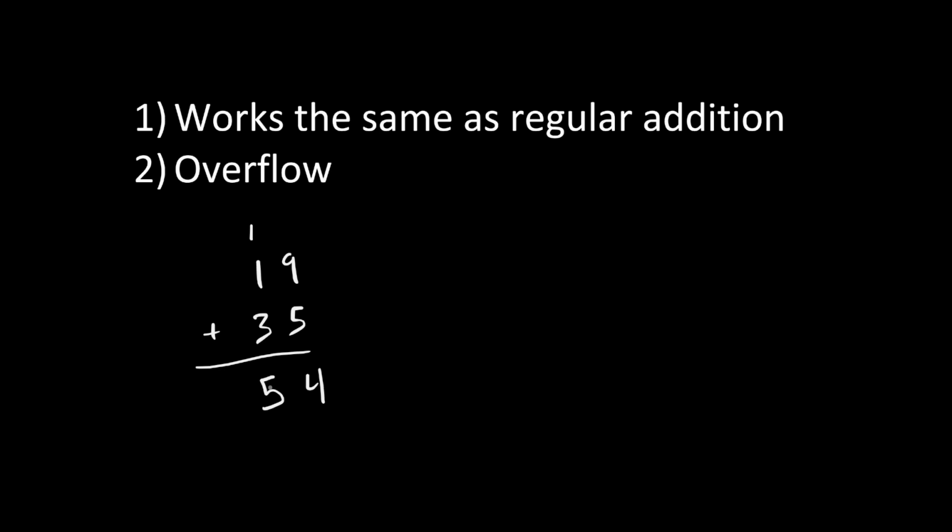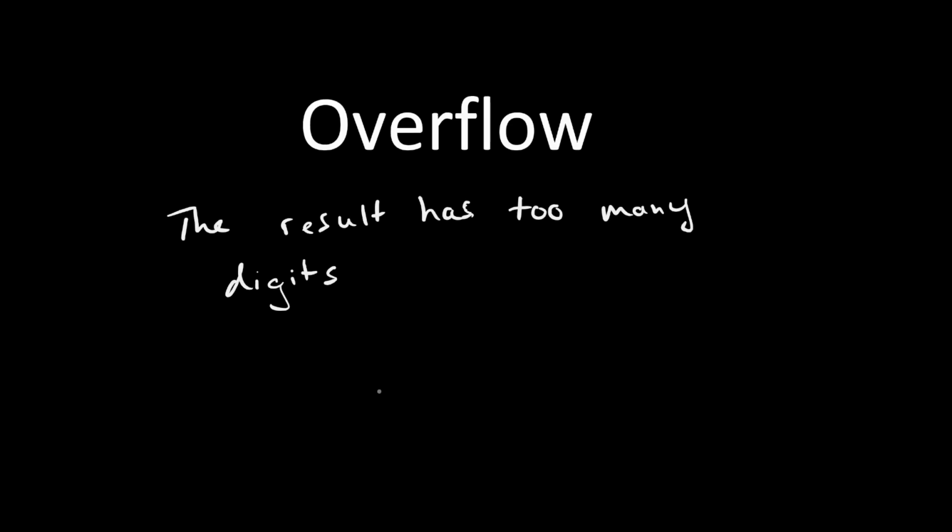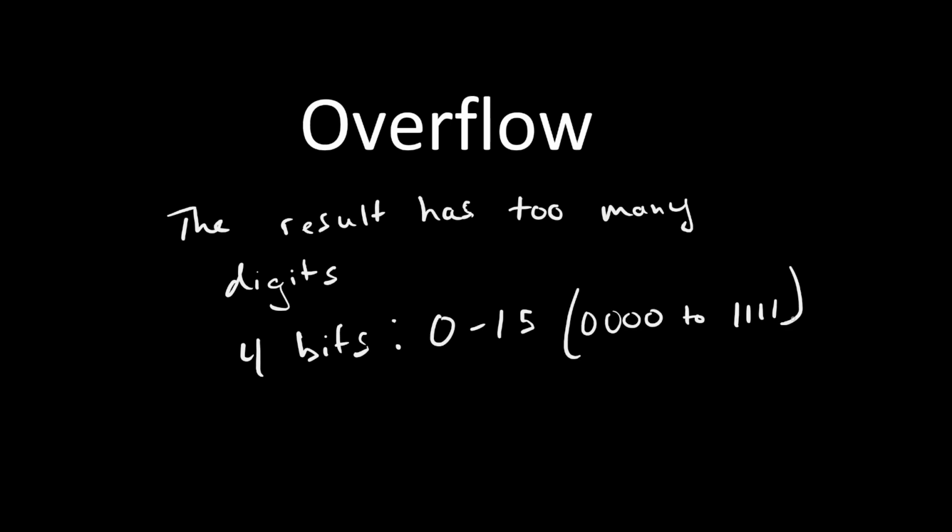The other thing that's really important is overflow. So what is overflow? Overflow happens when the result has too many digits. For example, 4-bit binary has values 0 through 15, right? So 4 bits go 0 to 15, which is 0, 0, 0, 0 to 1, 1, 1, 1.